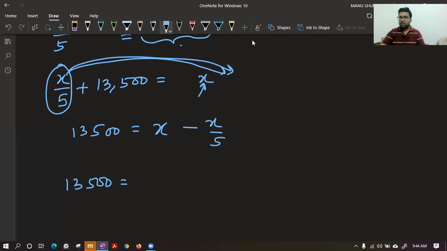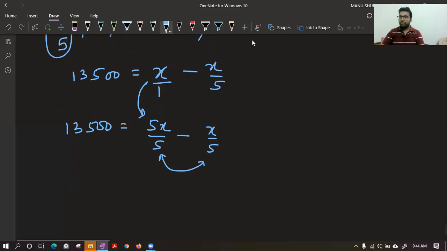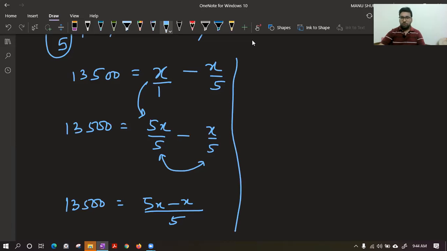We have to make it the same base. By LCM we can do that. So 5x upon 5 minus x upon 5. I have made it like terms, like we did earlier also. So 13,500 is equal to LCM of 5, 5x minus x. Now it will become 13,500 is equal to 4x upon 5.